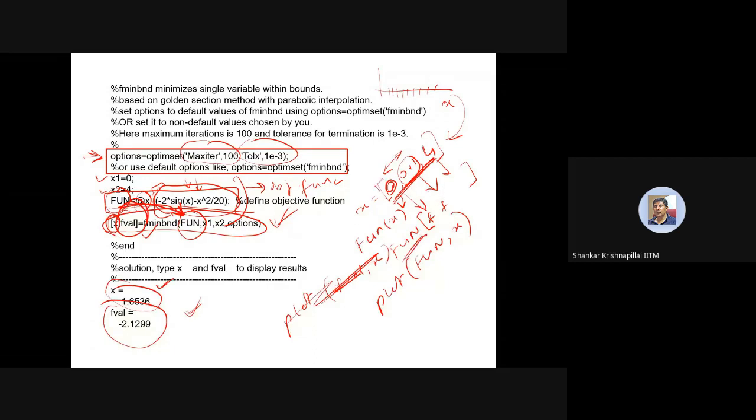So as I told earlier in MATLAB, each variable x is actually an array. So you can define x as an array and substitute it here. And then if you type fun, you will get all the corresponding values of fun of x. And then you can do the plot. Okay, so you can check the plot command in MATLAB.